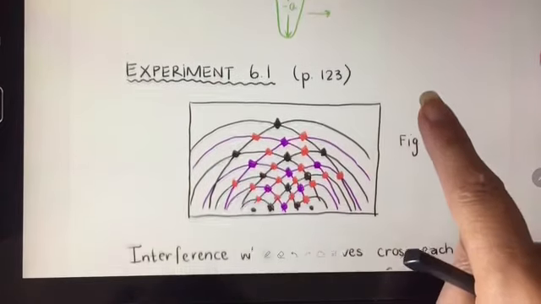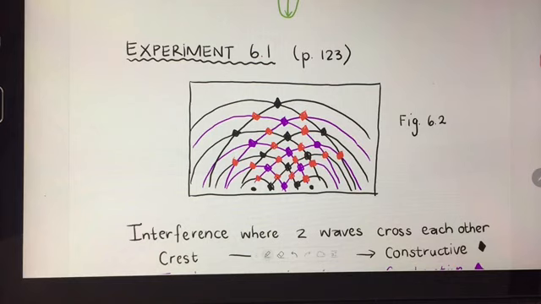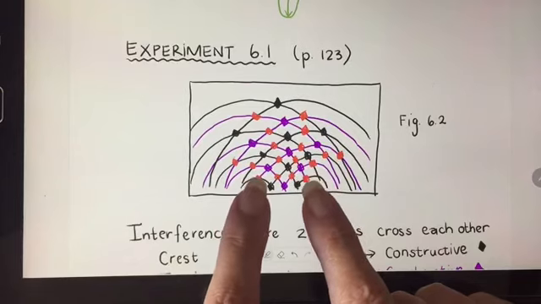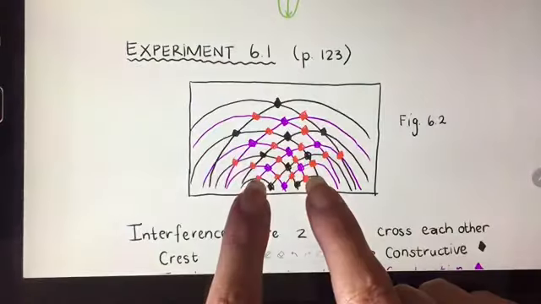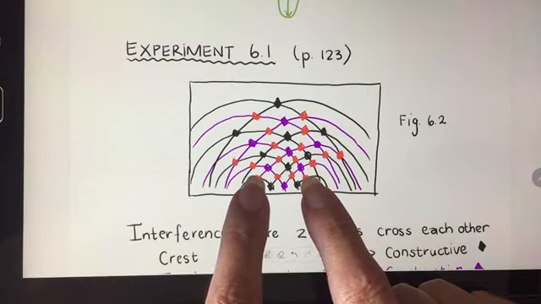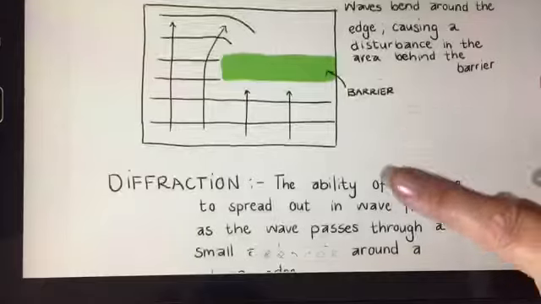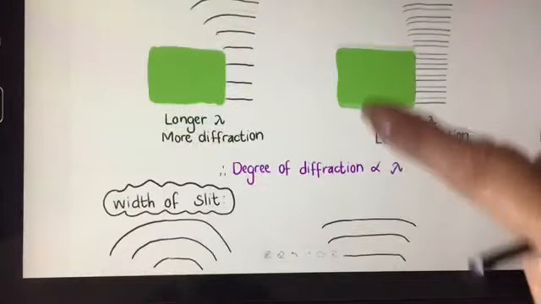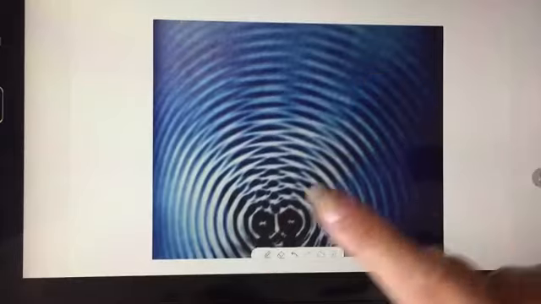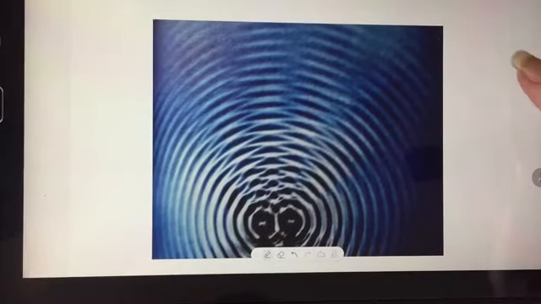Okay, that brings us to experiment 6.1. This is on page 123 of your textbook. And this is actually something that you can go try at home. If you've got a square container and you fill it with a bit of water, and you take your two fingers and you touch the surface of the water like this, wave patterns will spread out from where you do this. And if we just look at this very quickly, you'll find that it looks something like this. So this is the pattern that forms.